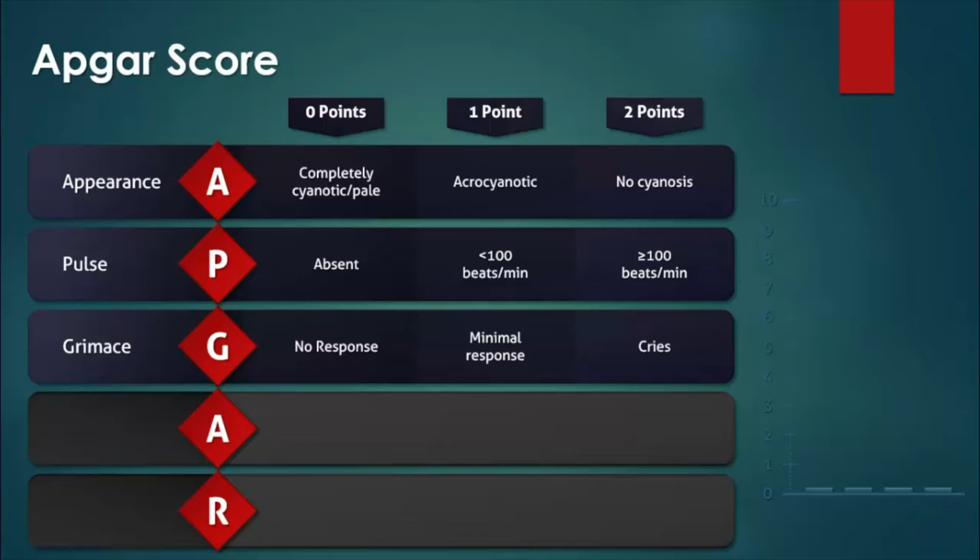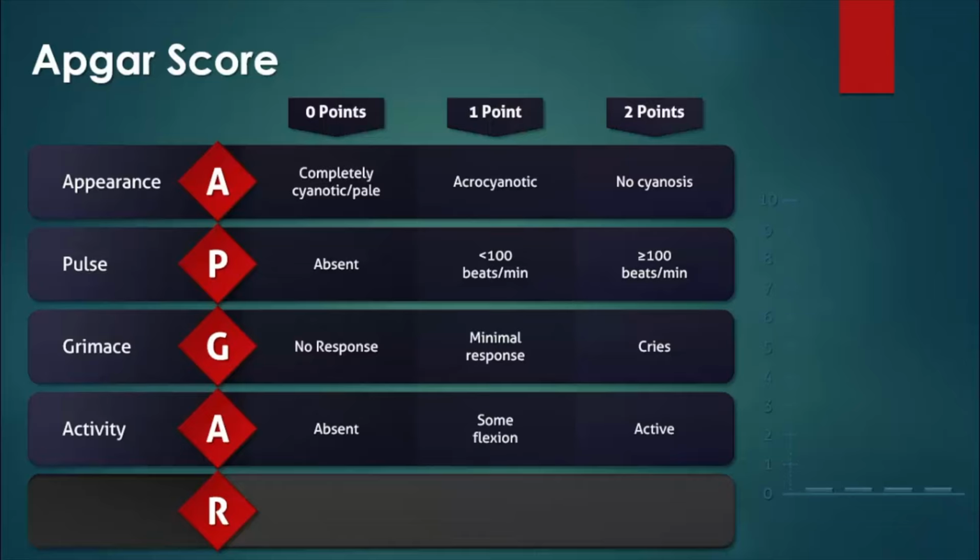The second A stands for activity, and it refers to muscle tone. 0 points are given if the baby is completely flaccid. 1 point is given if there is some muscle flexion. 2 points are given if the baby is active.